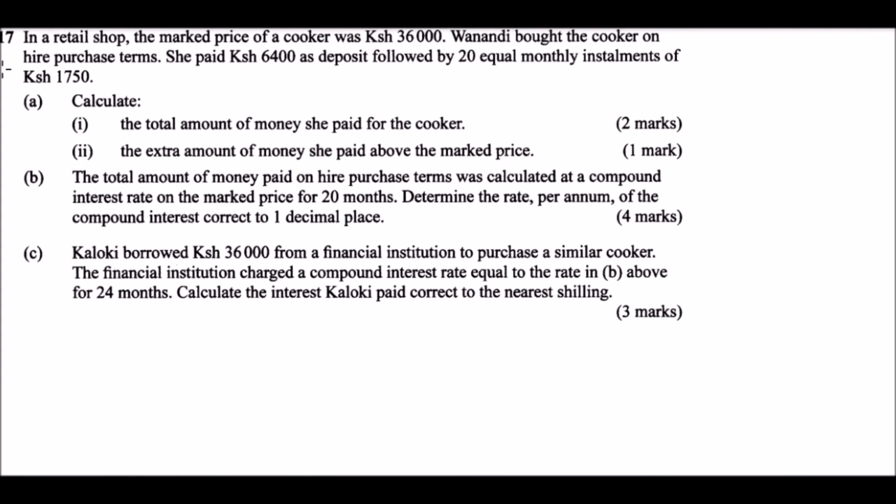Because of space, let me utilize this space. She paid a deposit of 6,400. Then she paid 1,750 for 20 months, so you multiply by 20. And by doing that, you find, using your calculator, that she paid 41,400 Kenyan shillings. So that is the total amount that she paid.